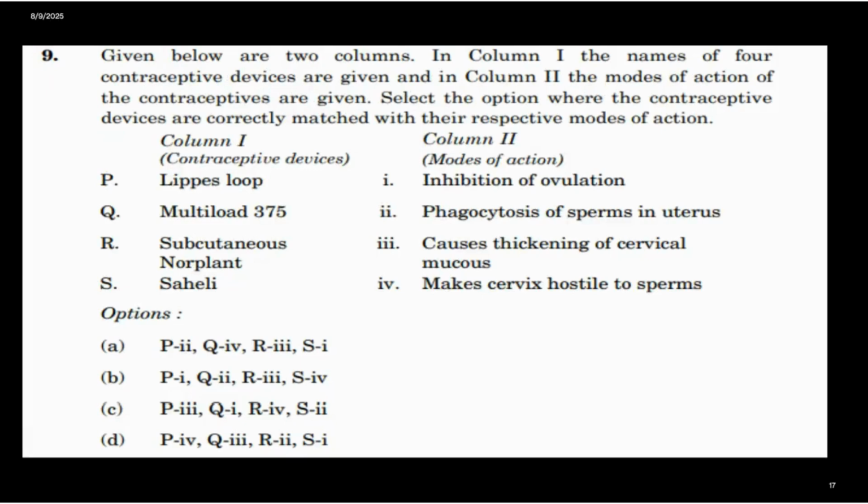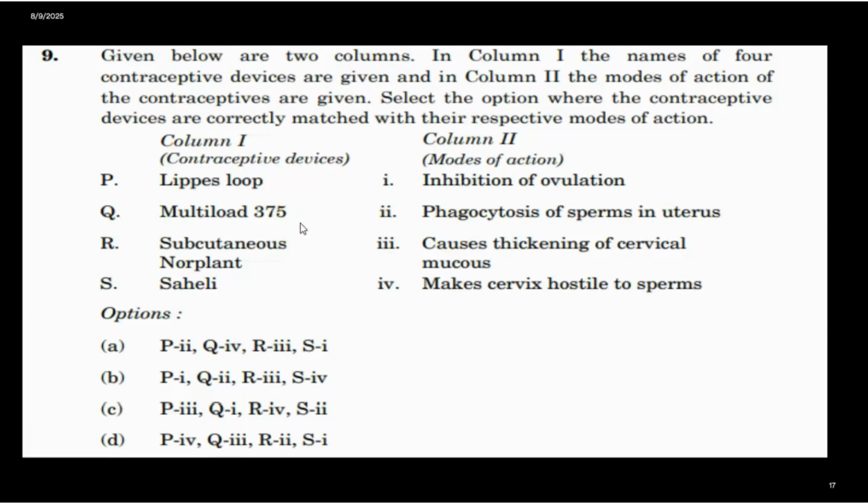Okay. So comes again an analyzing type question, with Lippes Loop. This is from reproductive health. There are a lot of contraceptive devices. What does it do? Lippes Loop. What does it do? Lippes Loop will cause phagocytosis of the sperms in the uterus.